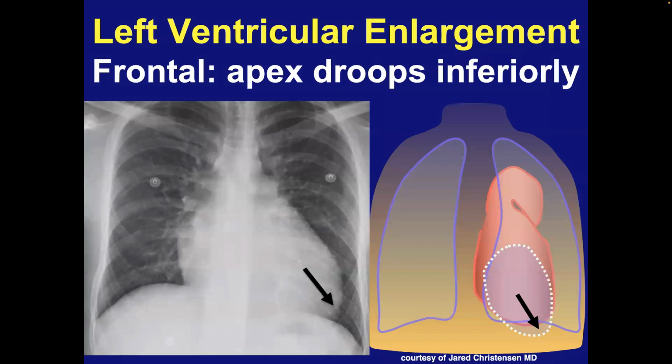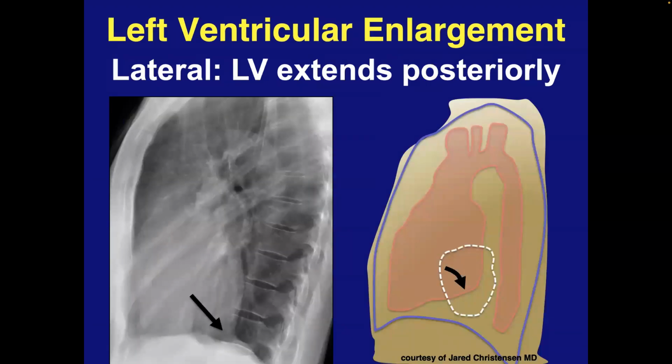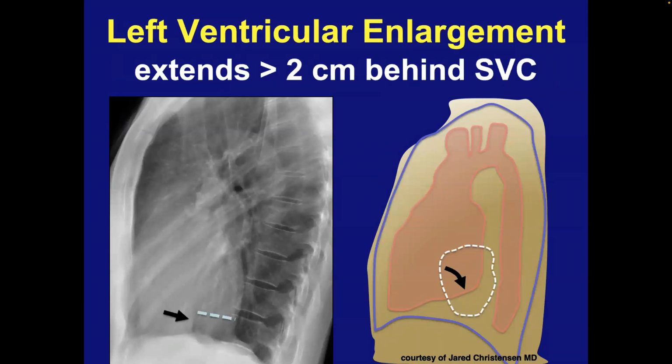And when the left ventricle gets big, it tends to droop inferiorly on the frontal film, and it shifts the vector of the heart inferiorly. On the lateral view, the left ventricle forms the posterior inferior portion of the heart. And when the LV gets big, it extends more posteriorly than usual and can touch the spine.